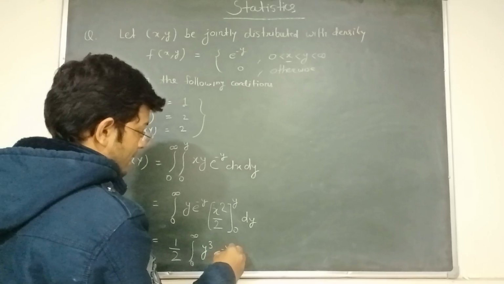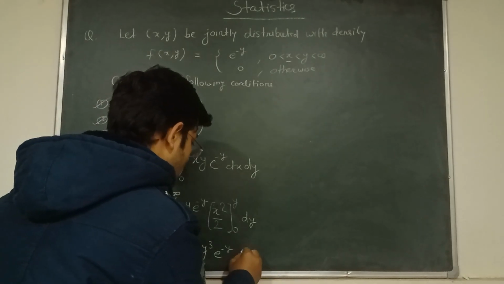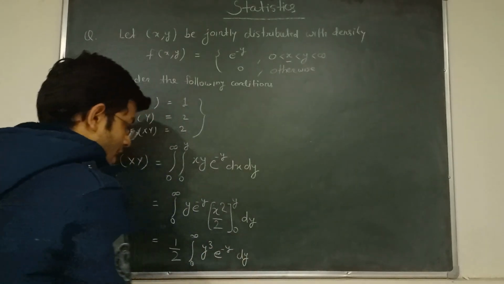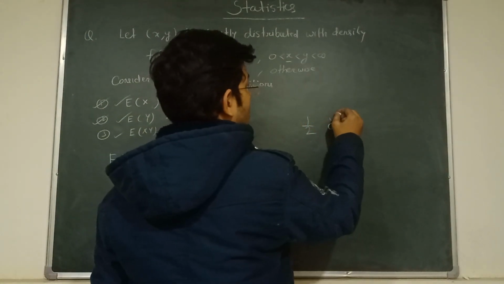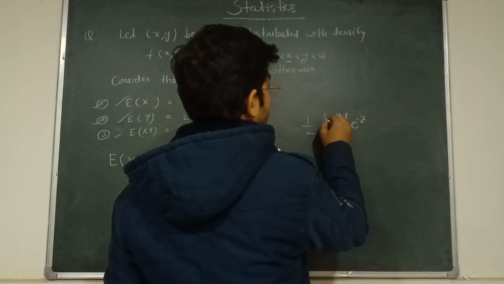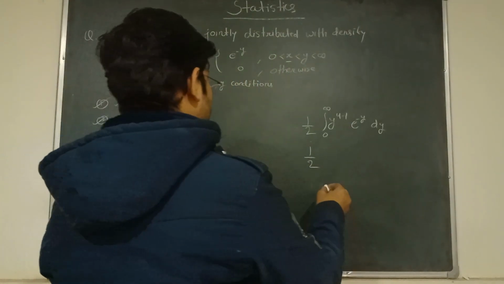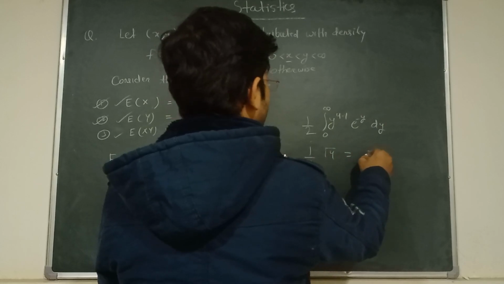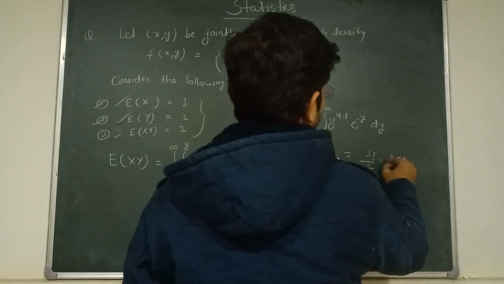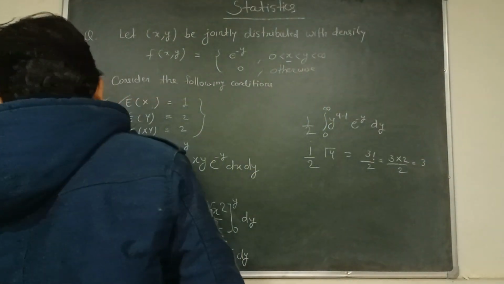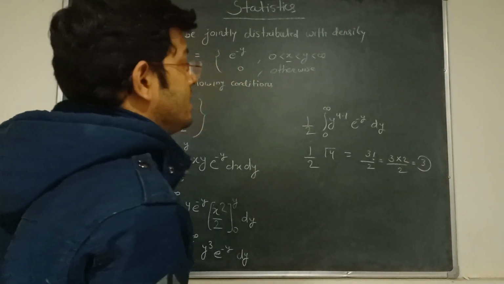Then with e to the power minus y, we integrate with respect to dy. We can write this as y to the power 4 minus 1 times e to the power minus y, from 0 to infinity, dy. What is the value of this? This is the value of factorial 4, that is 3 factorial, which is 6, divided by 2, that means 3. So the third one is incorrect, because the right answer is 3.